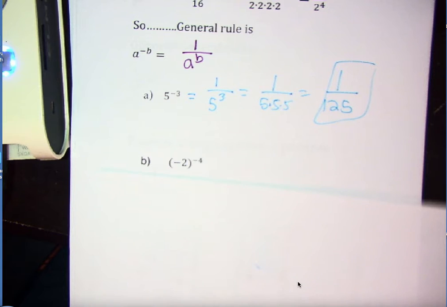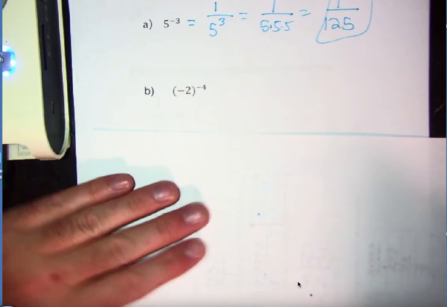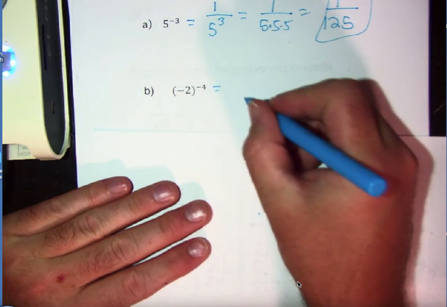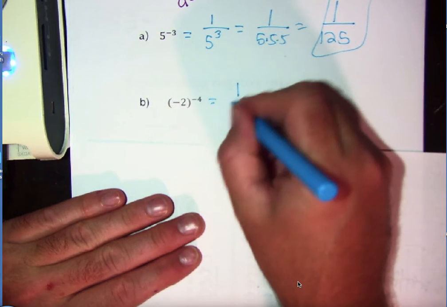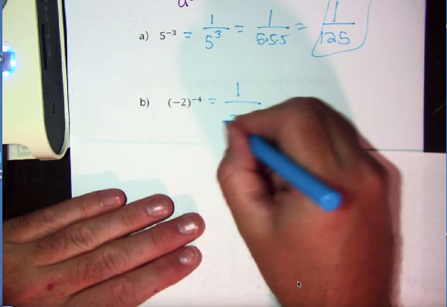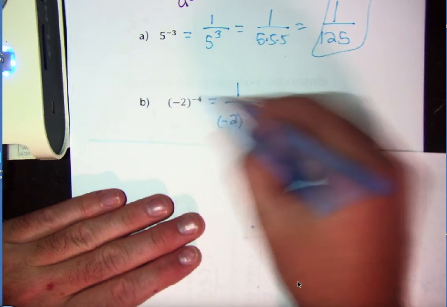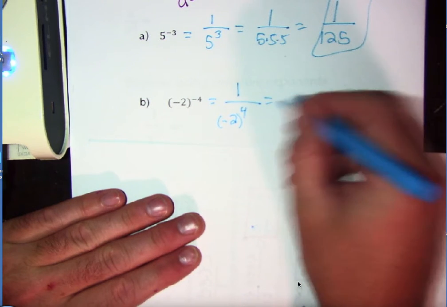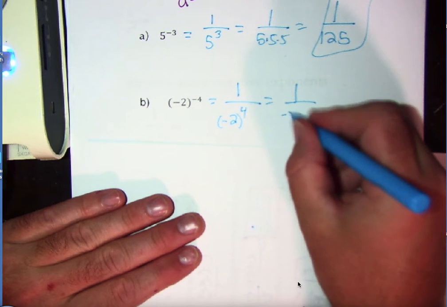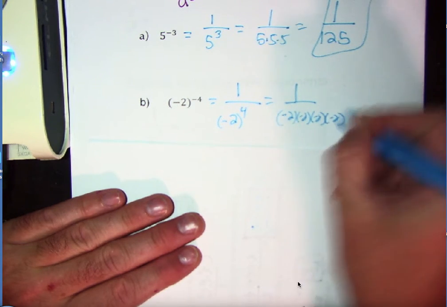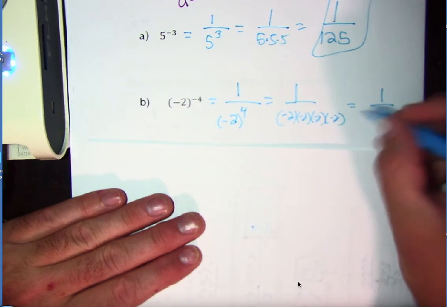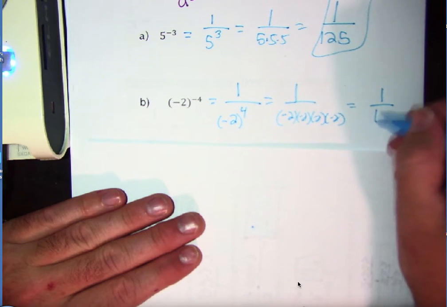Do I have to bring it all the way there, Mr. Moran? Yeah, you do, kind of. How do we write this? We have our base, we have our exponent, so it's 1 over our base to the positive exponent, which is 1 over negative 2 times negative 2 times negative 2 times negative 2, which is 1 over 16.